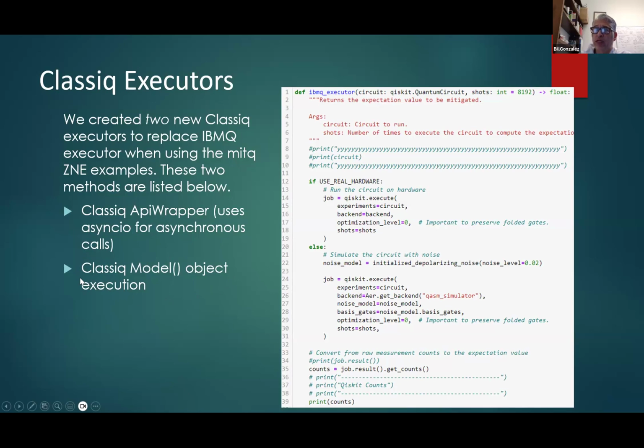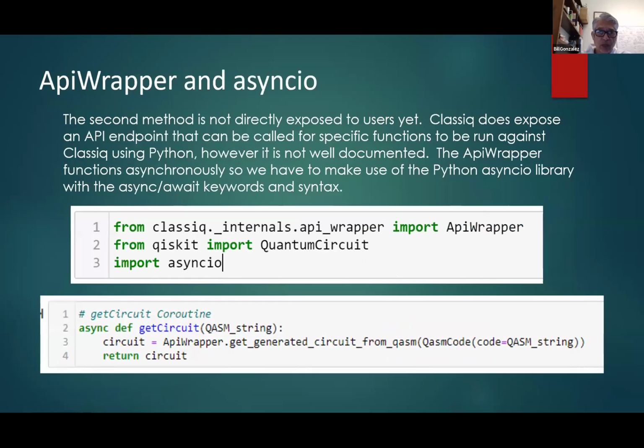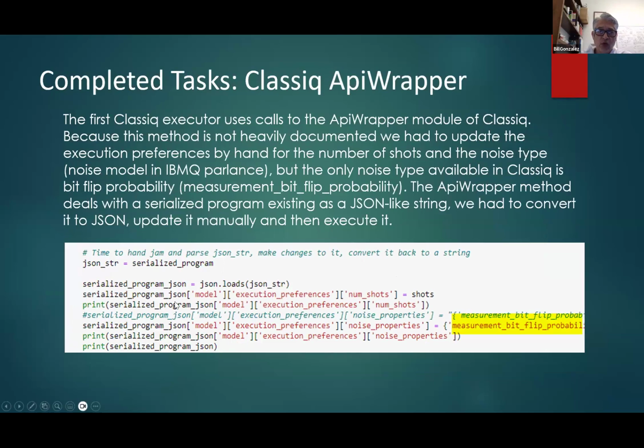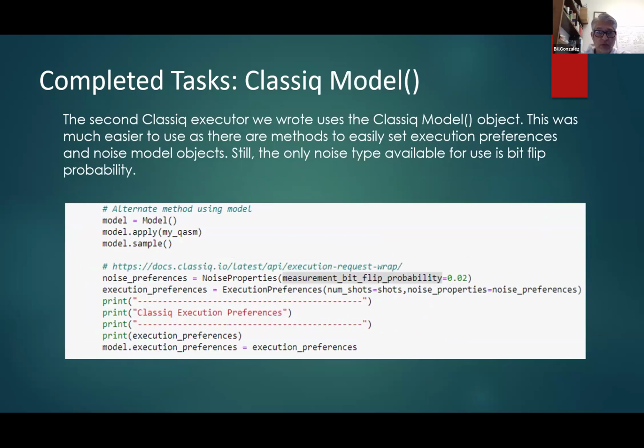And the second alternative we had is we created a Classiq executor using the model object and the execution functions, and that worked a lot better for us. It was better documented, so we were able to push through that. Here's just a quick idea of what we use on the API wrapper and async IO. So there it is again. If you notice, we're able to also utilize at least some noise models when we're passing into the API wrapper or the model executor. But that was the extent of the noise that we could introduce.